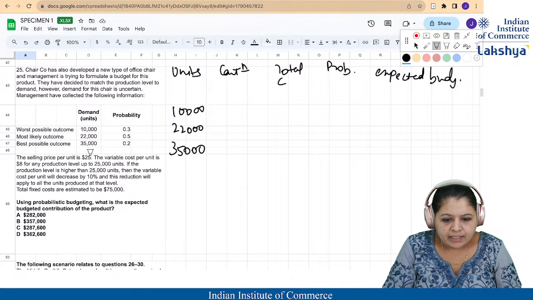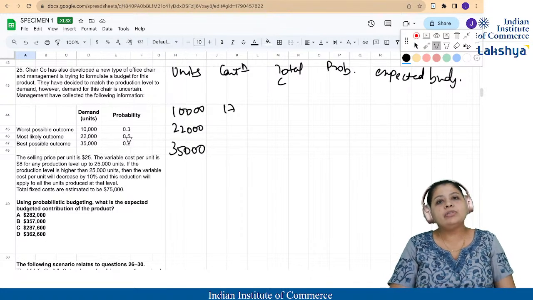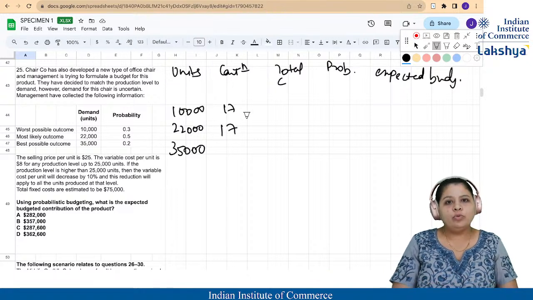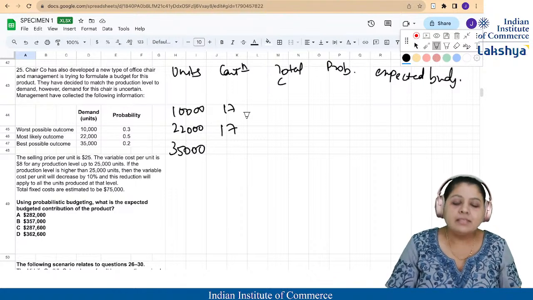Contribution: selling price is 25 and variable cost is 8, so the contribution is 17 for the first one. The second one also will be 17, because it says up to the production level of 25,000 units the contribution remains the same. So if this is 22,000 units, the contribution will remain the same.